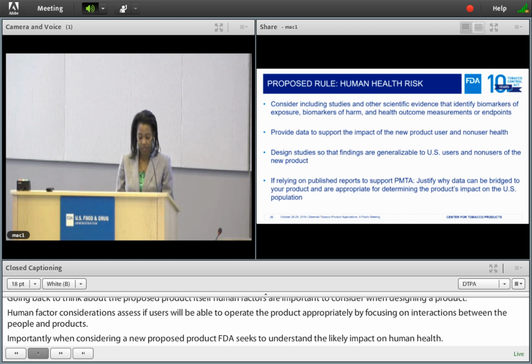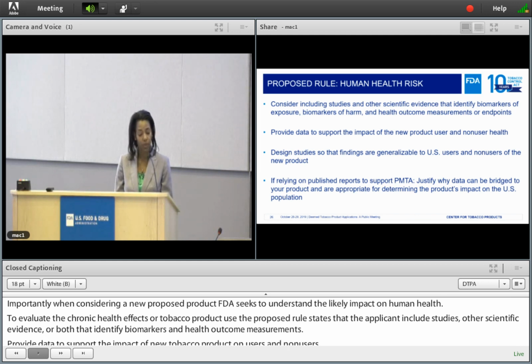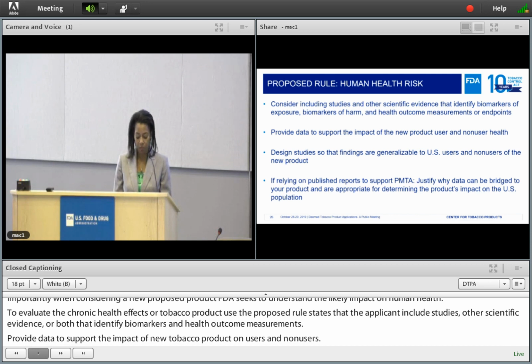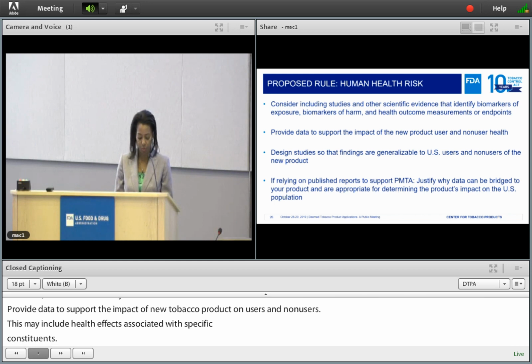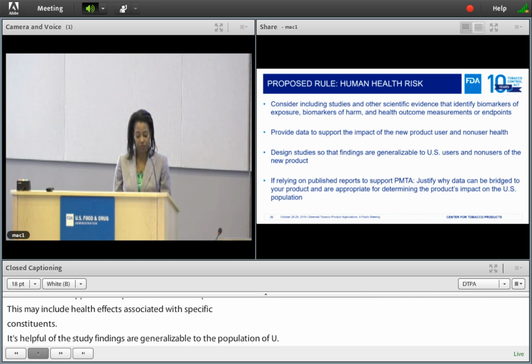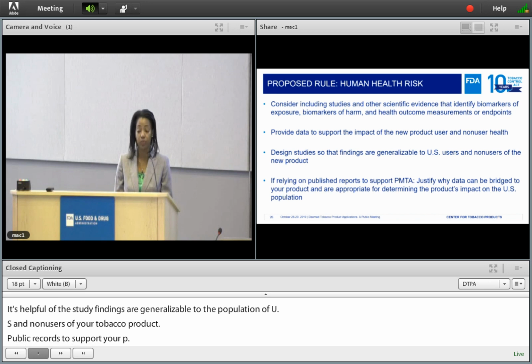Provide data to support the impact of the new tobacco product on the health of users and non-users. This may include health effects related to specific constituents. When designing studies, it is helpful if the study findings are generalizable to the population of U.S. users and non-users of your new tobacco product. If you are relying on published reports to support your PMTA, consider justifying why the data from those reports can be bridged to your product and are appropriate for determining the impact of the new product on the U.S. population that are likely the consumers.